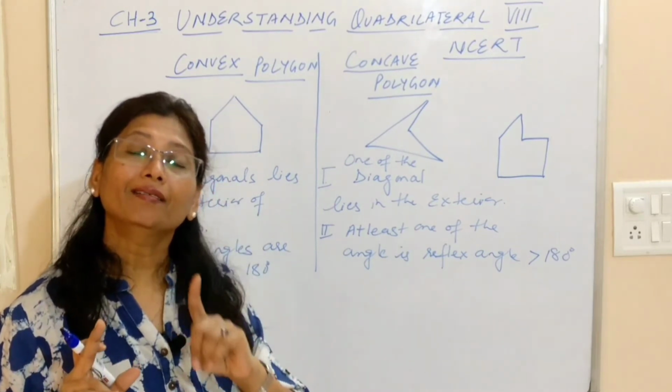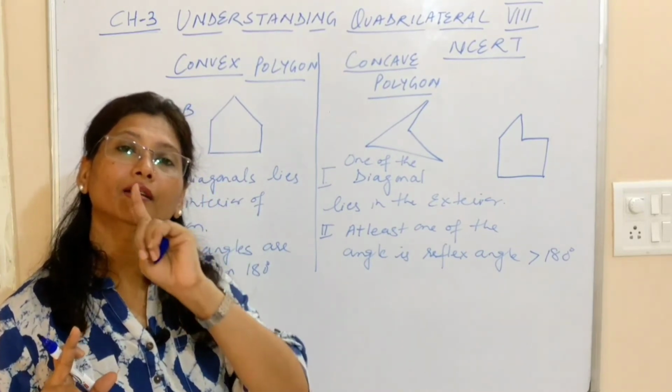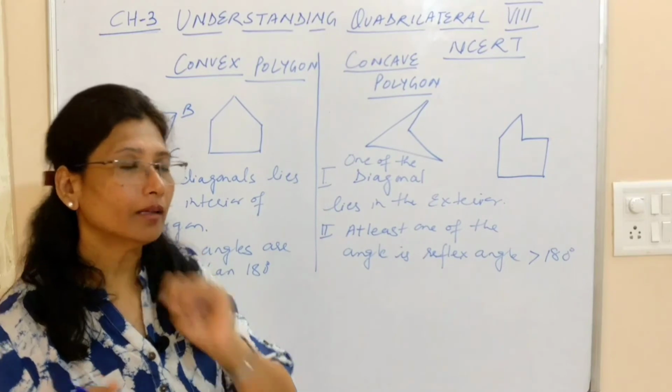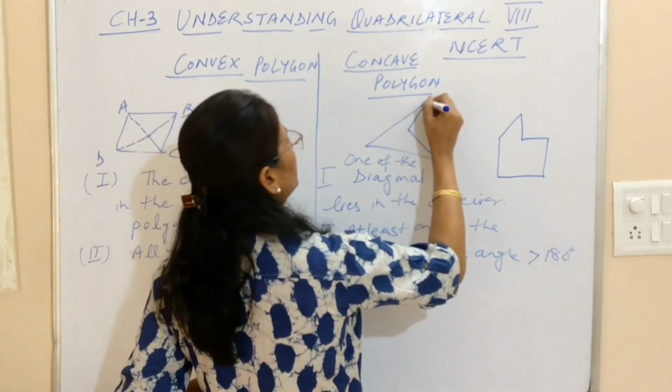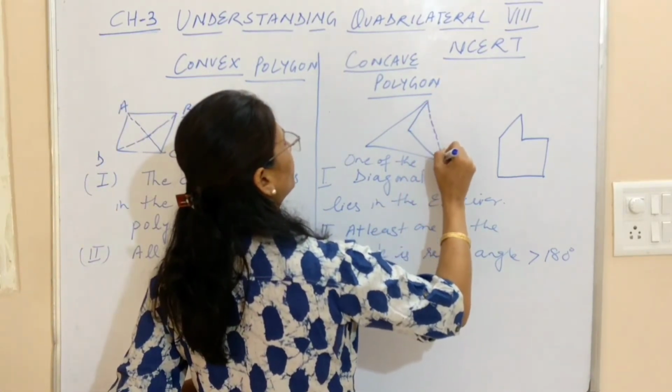Now, if the diagonal lies in the interior, then it is a convex polygon. If it doesn't lie, just see here, this diagonal, if I join these two, they are not consecutive.